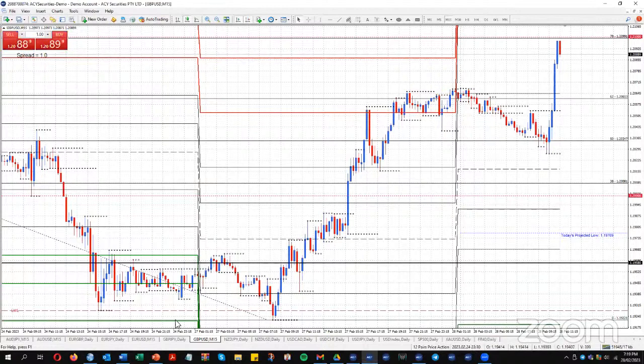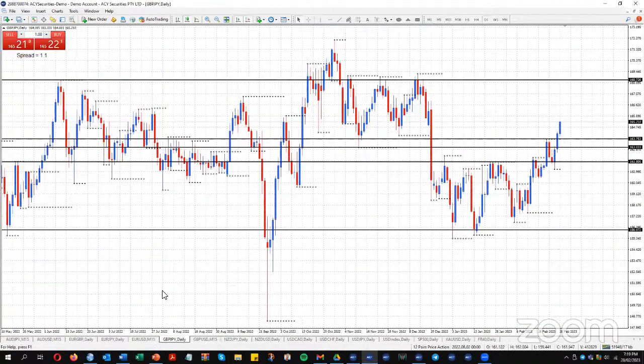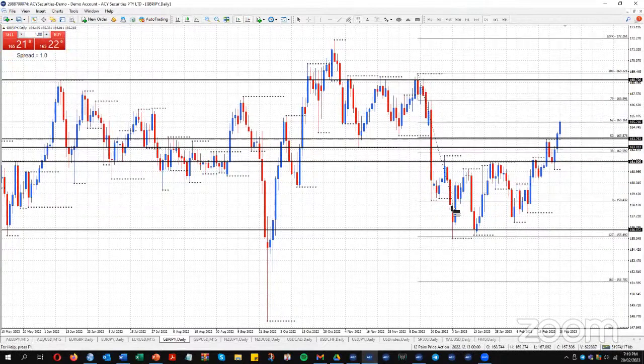All right, so let's just head into the pound yen. This has been moving up. It's 3 days up. It's a bit long in the tooth here at the moment. I am just monitoring this significant move down.